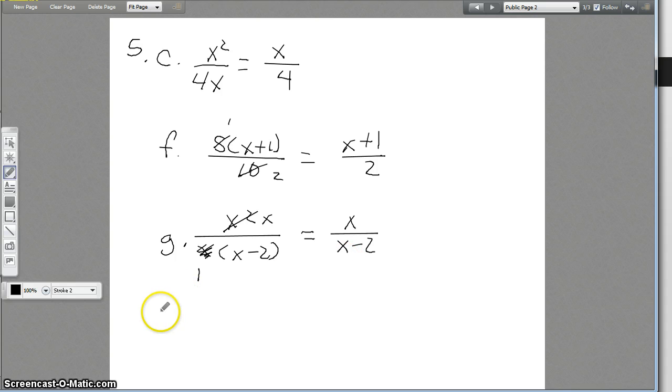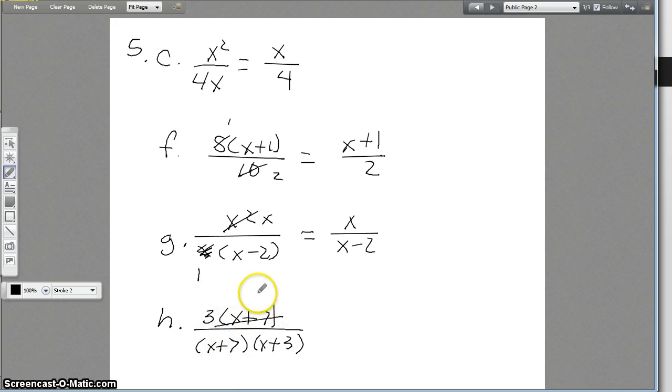And then one more problem from number 5. We'll do part H. We have 3 times (x plus 7) divided by (x plus 7) times (x plus 3). So you can see that x plus 7 is a common factor in the numerator and in the denominator. If we divide both of those by x plus 7, we just get 1 in the top and we get a 1 in the bottom. And so we end up with 3 over (x plus 3).